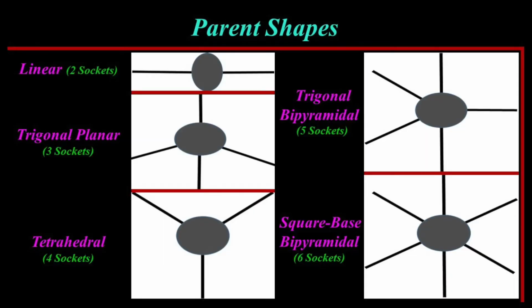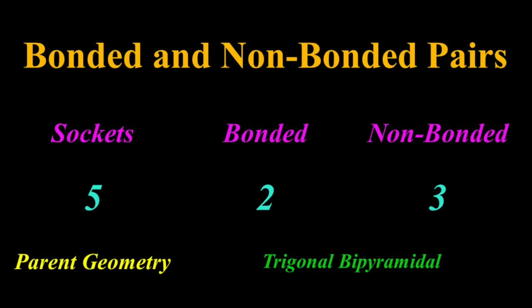So here are my parent shapes, and you're going to be able to see the one with the 5 sockets is going to be my trigonal bipyramidal. That's going to have 5 sockets. So that's going to be the parent molecule. And you can see those trigonals are going to be in the middle there. So you have 5 sockets, that's the parent geometry, and then you have 2 bonded pairs and 3 non-bonded pairs. So the parent geometry is going to be trigonal bipyramidal.